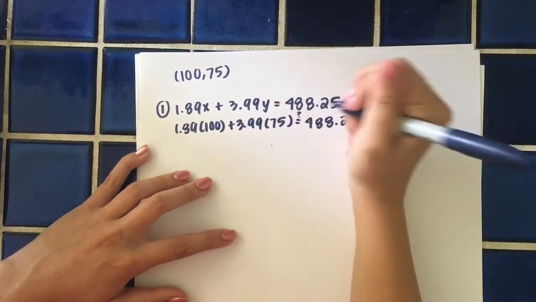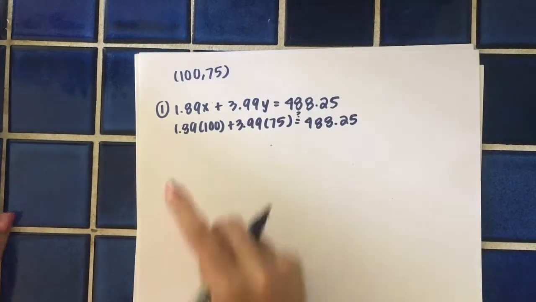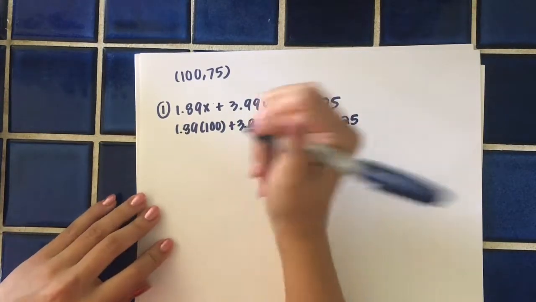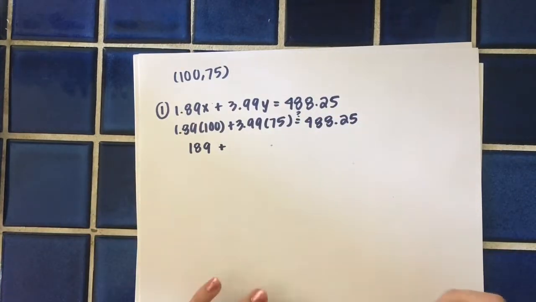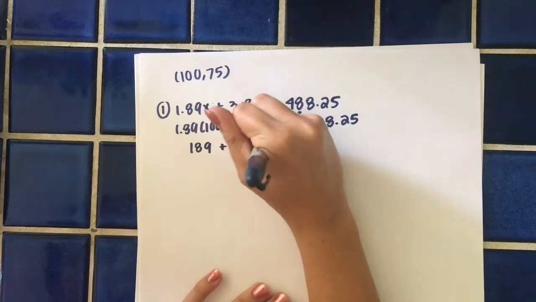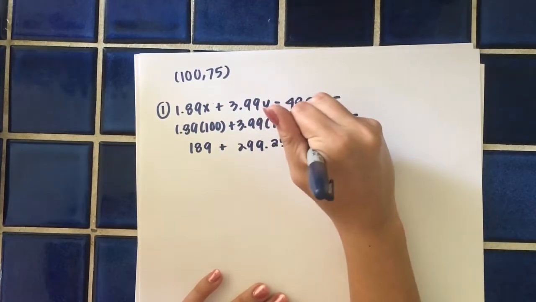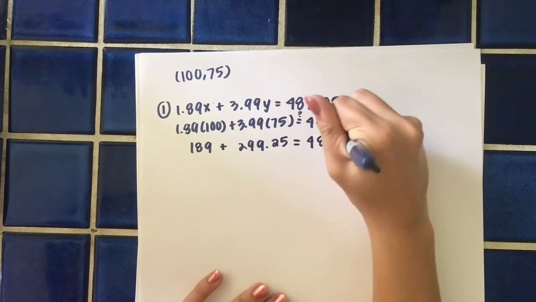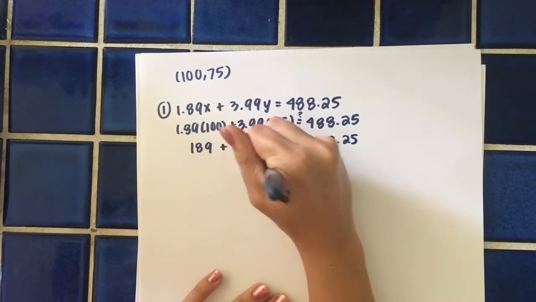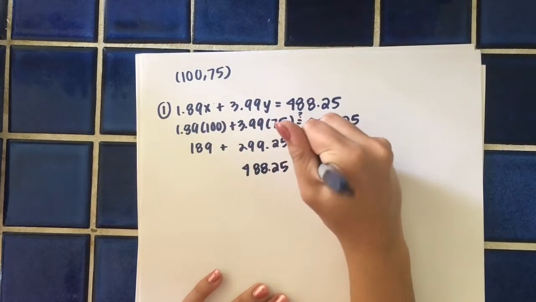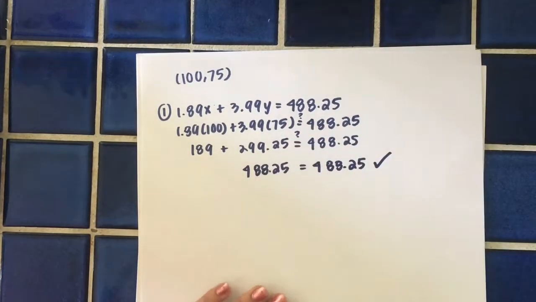We don't know if this works yet, so I'm going to put a little question mark over there. 1.89 times 100 is 189. 3.99 times 75 is 299.25, and that equals 488.25? Well, we don't know if it equals, so let's simplify it. It actually does equal: 488.25 does equal 488.25, so that means this works for this equation.